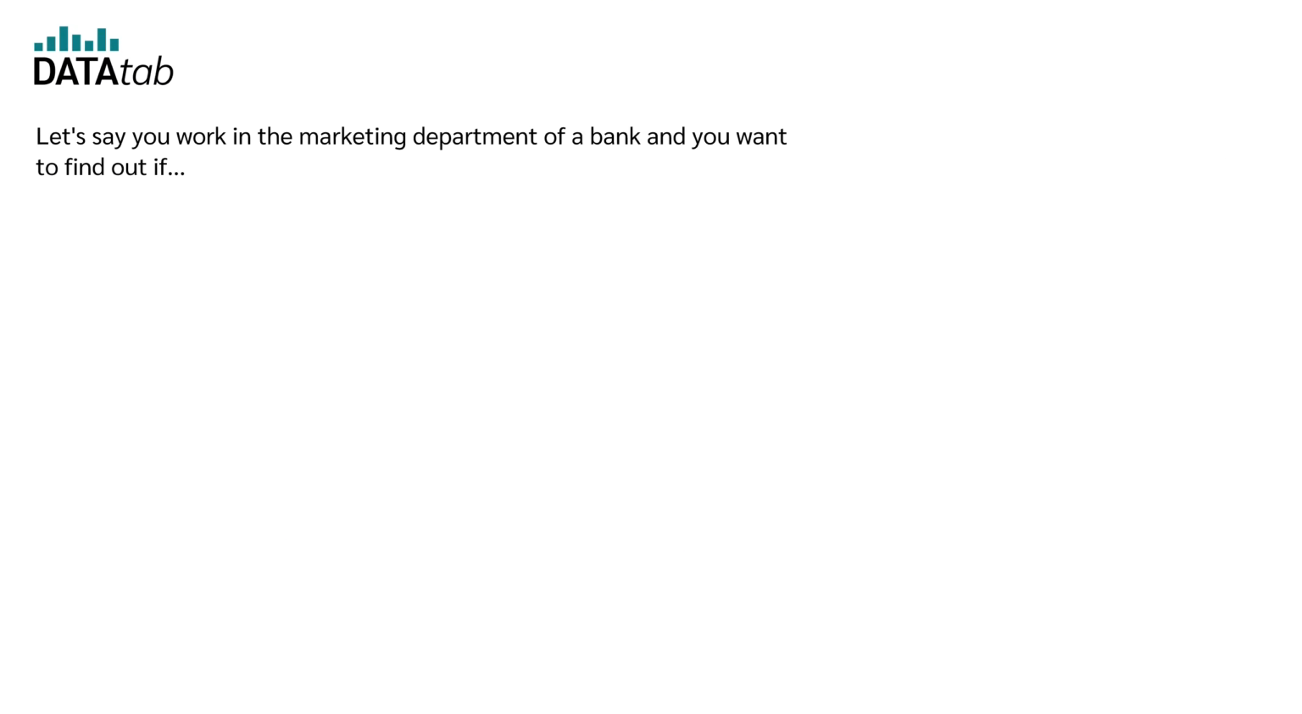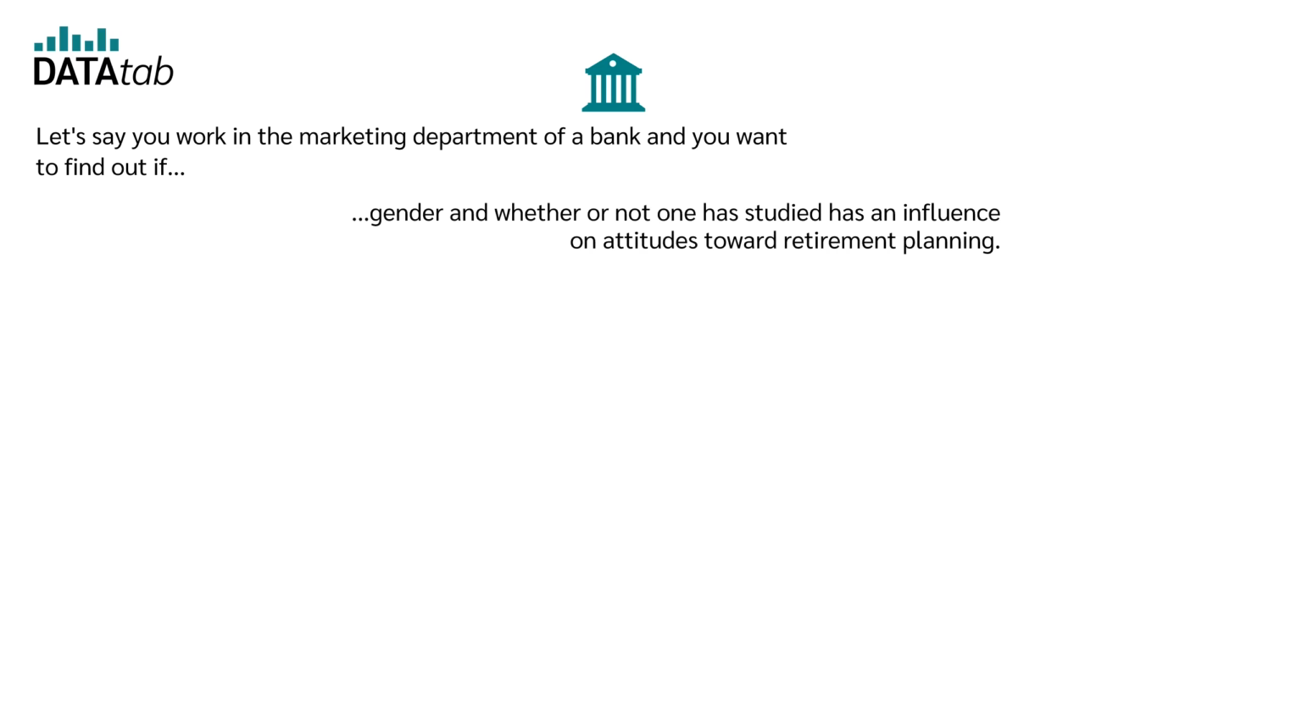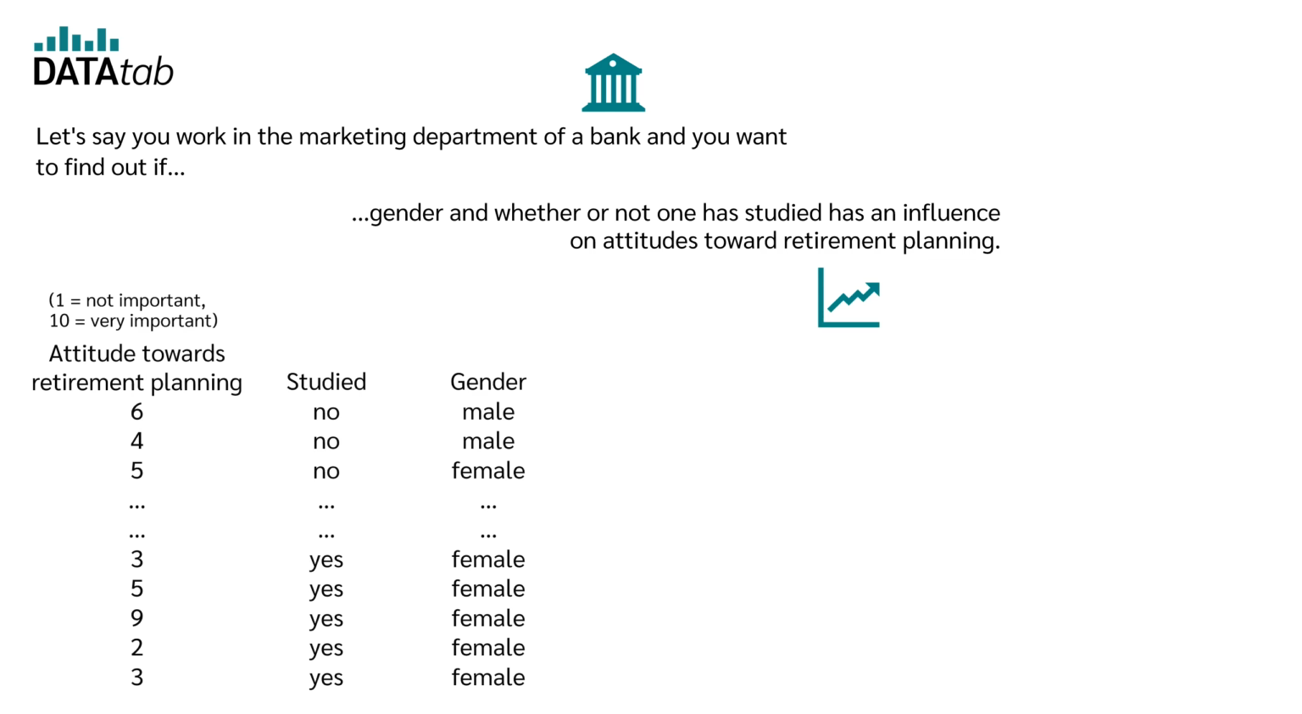Let's say you work in the marketing department of a bank and you want to find out whether gender and whether one has studied or not has an influence on the retirement planning. So your 2 independent variables, or the 2 factors, are gender and whether one has studied or not. Your dependent variable is attitude towards retirement planning, where 1 means it's not important to me and 10 means it is very important to me.